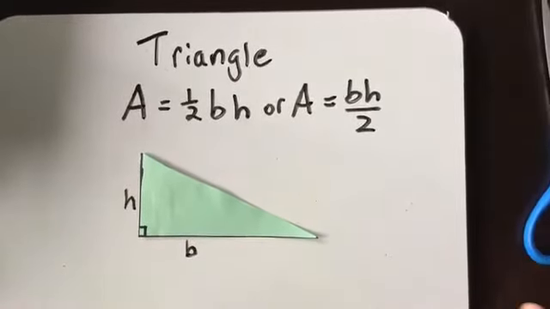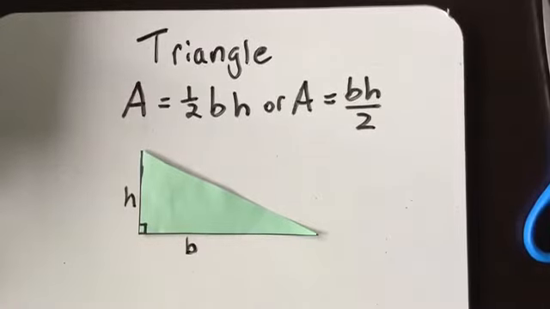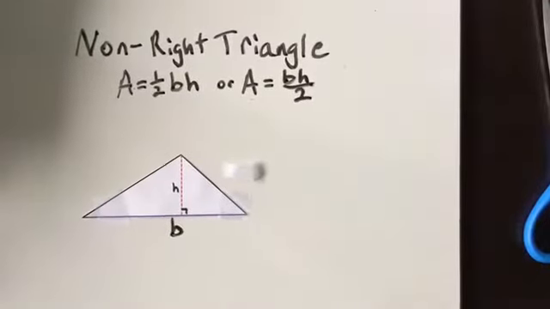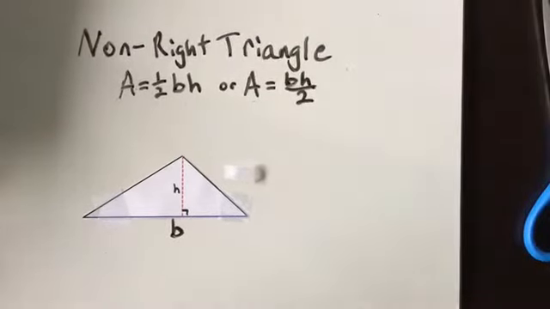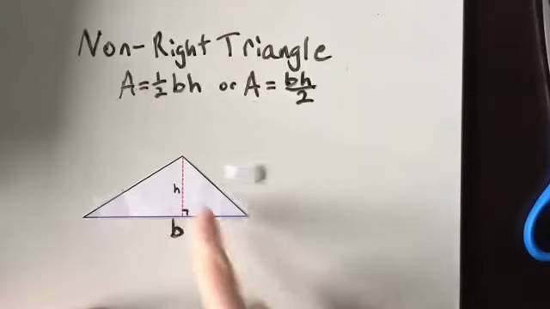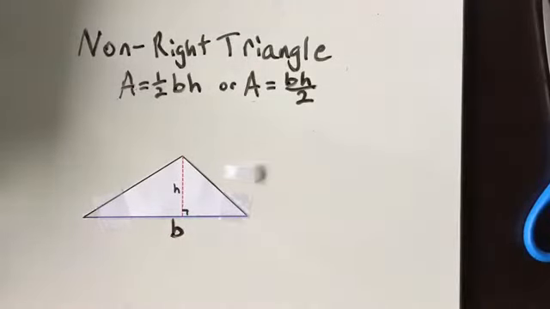Now, some of you might be saying, well, Ms. Dasso, that looks perfectly fine for a right triangle, but does that work for a non-right triangle? Well, you know what? It does. It does work for a non-right triangle. So here's our non-right triangle. To me, it looks like it might be a little bit obtuse. We still have our base and height. It just looks a little different than our previous triangle.